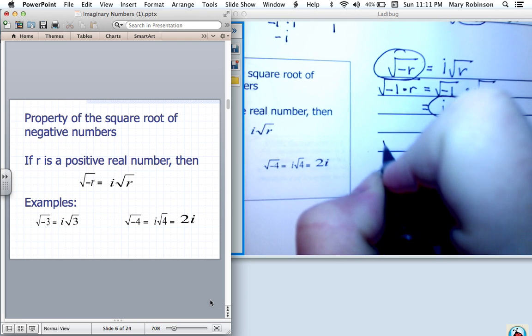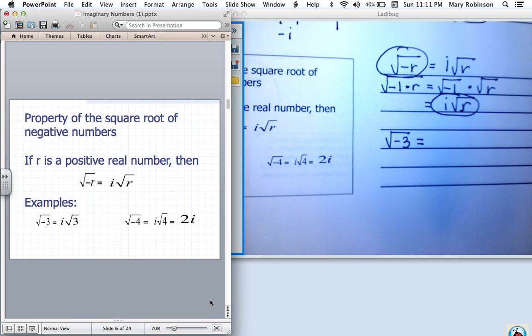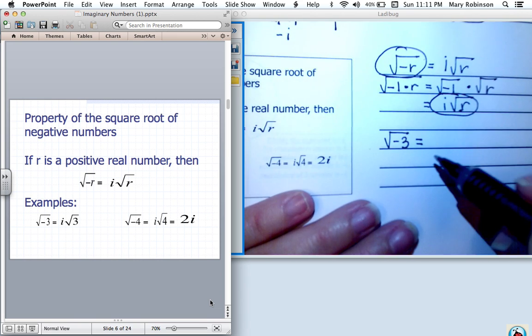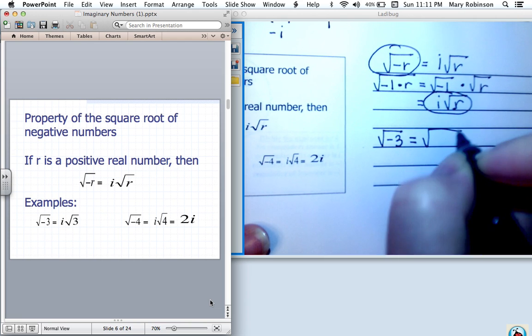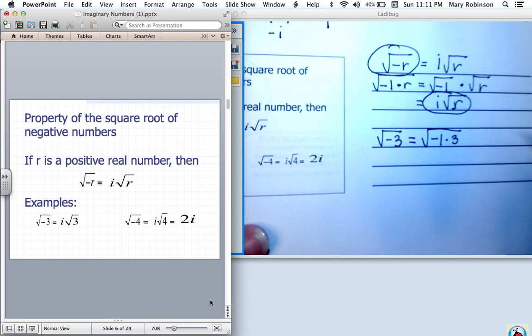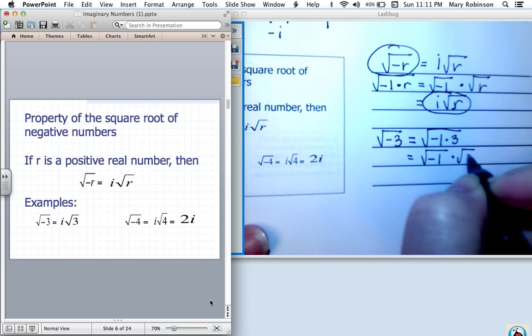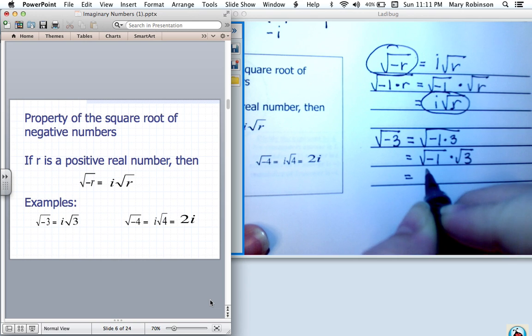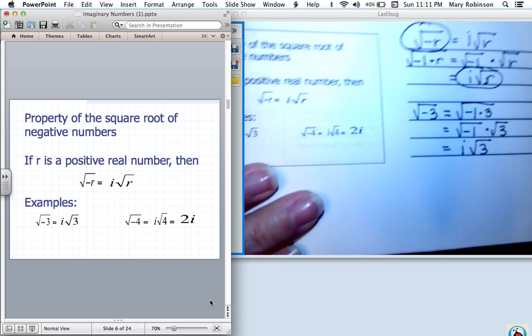We have here that the square root of negative 3 is equal to i square roots of 3. So let's make sure we're understanding how to apply what I just explained. The square root of negative 3 would be the square root of negative 1 times 3, meaning the square root of negative 1 times the square root of 3. Because the square root of negative 1 is i, we get i square roots of 3.